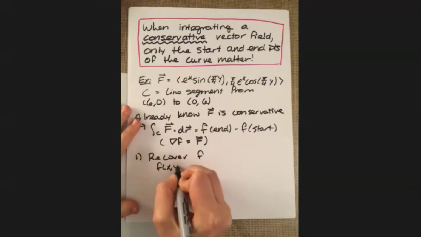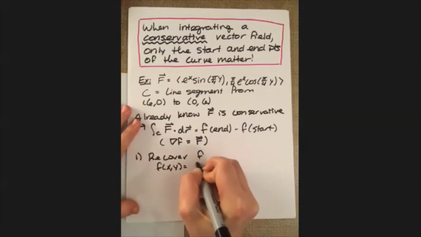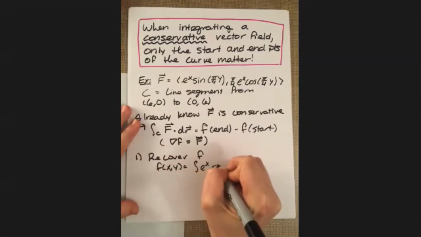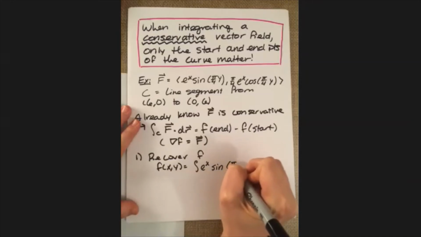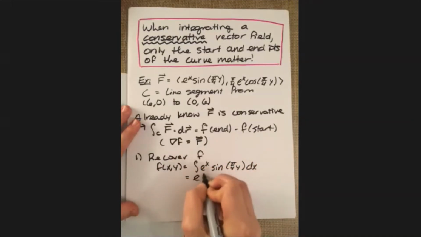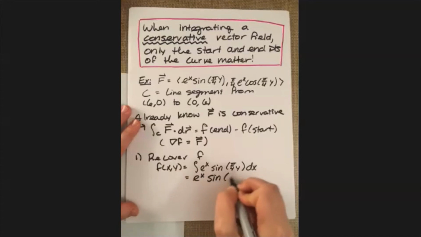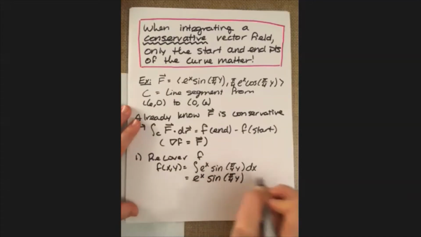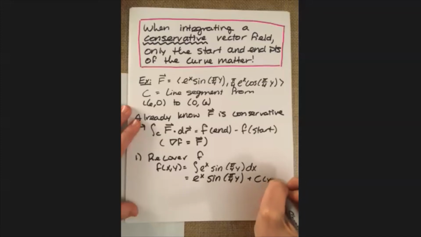F of xy is equal to the integral e to the x sine of pi over 4y dx. Well, that's just equal to e to the x sine of pi over 4y plus some unknown function in terms of y.